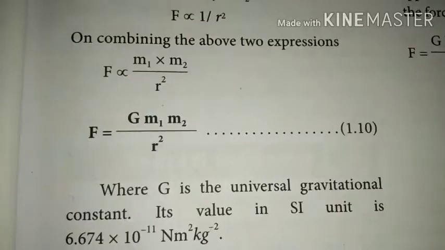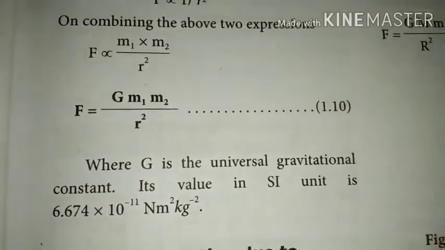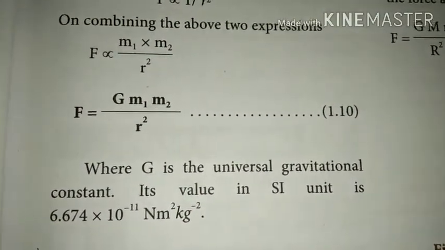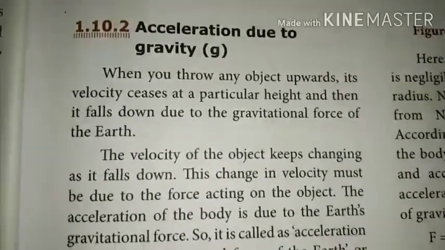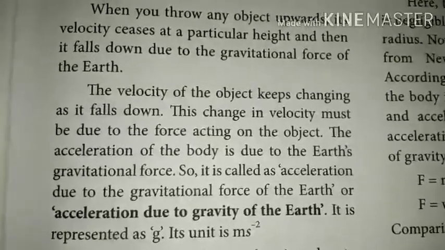So the equation changes to F is equal to G m1 m2 by r square, where G is the universal gravitational constant. Its value is 6.674 into 10 to the power of minus 11 Newton meter square kilogram power minus 2. Next is acceleration due to gravity, the small g.